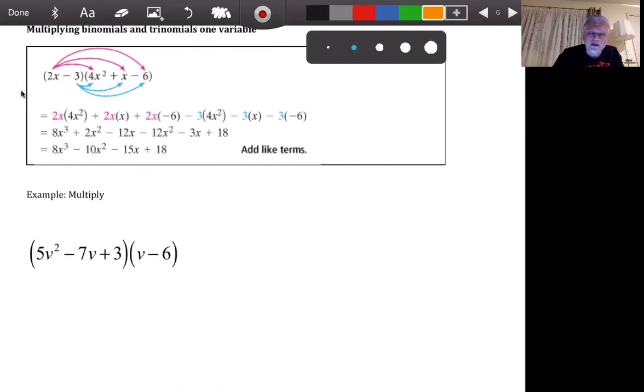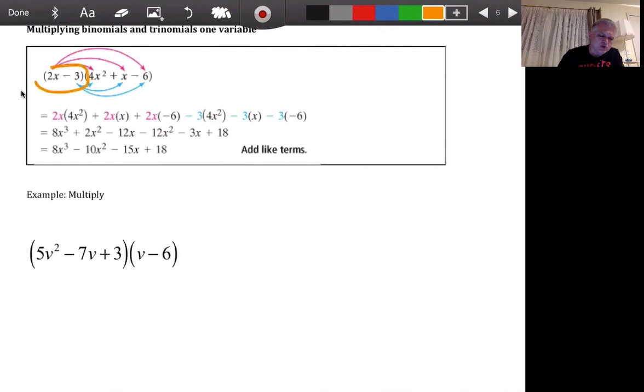Now we're going to look at 2 terms times more than 2 terms. Okay, so here you've got 2 terms times 3 terms. That's a binomial and a trinomial. It's like a bicycle and a tricycle. 2 times 3. Okay, 2 terms times 3 terms. So as long as you remember that every single term in the first set of parentheses multiplies by every single term in the second parentheses, you're golden.